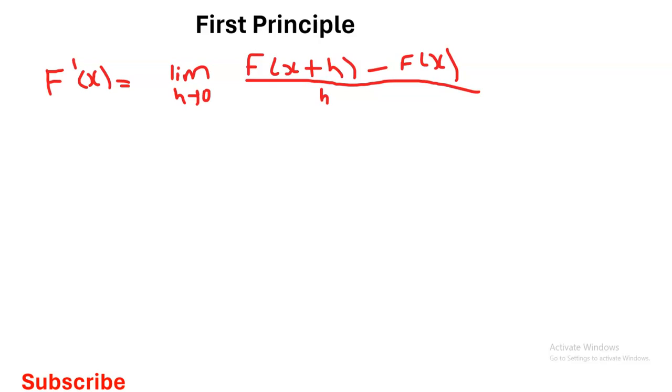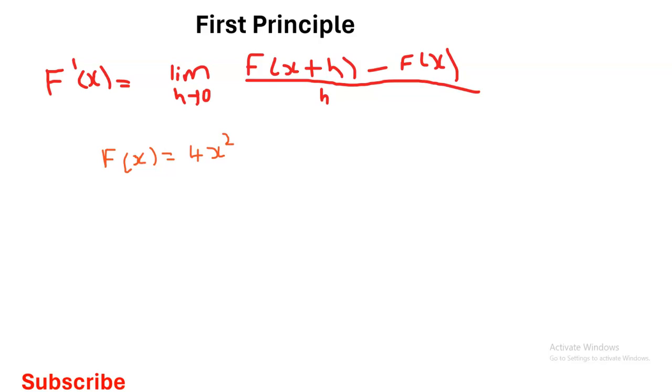Let's say they give us a function and call it f(x) equals, for example, 4x squared. So they give us 4x squared as our f(x), and they want us to find the first derivative using the first principle.